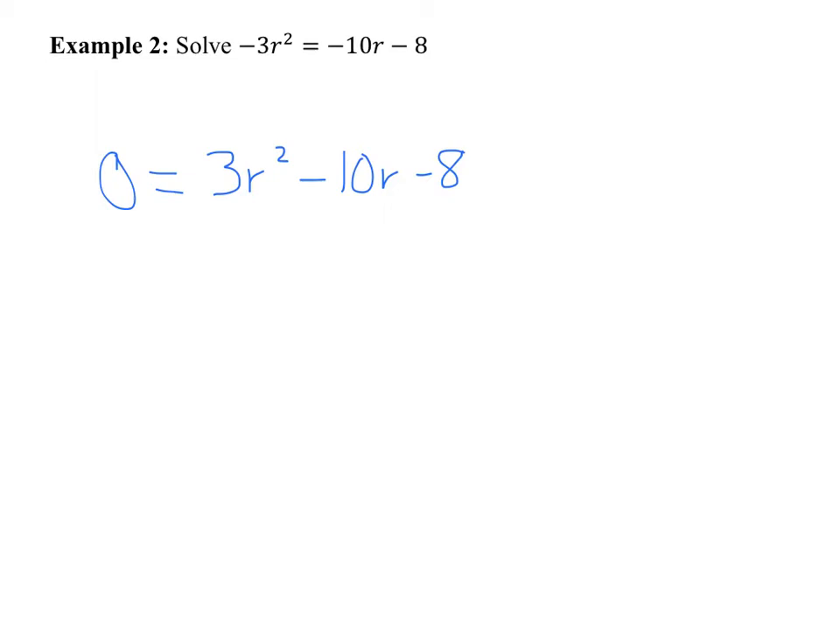How would I approach this problem now? What method would I use? Luca, go ahead. AC. Yeah, so what's AC? AC equals negative 24, so A equals negative 6, C equals negative 4. The equation 3r squared minus 6r minus 4r minus 8.